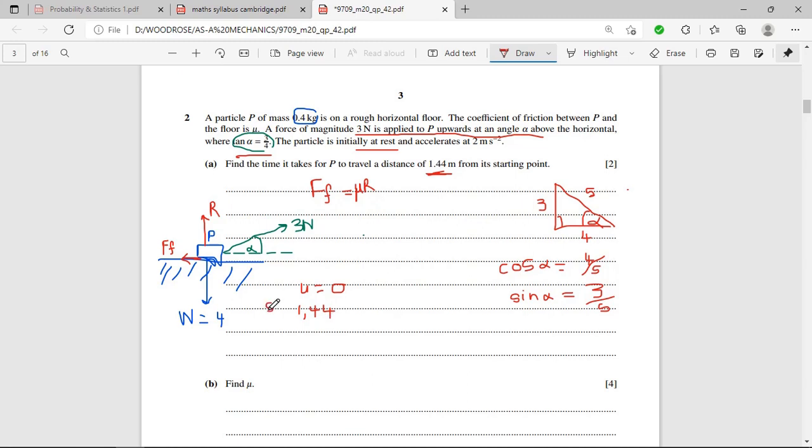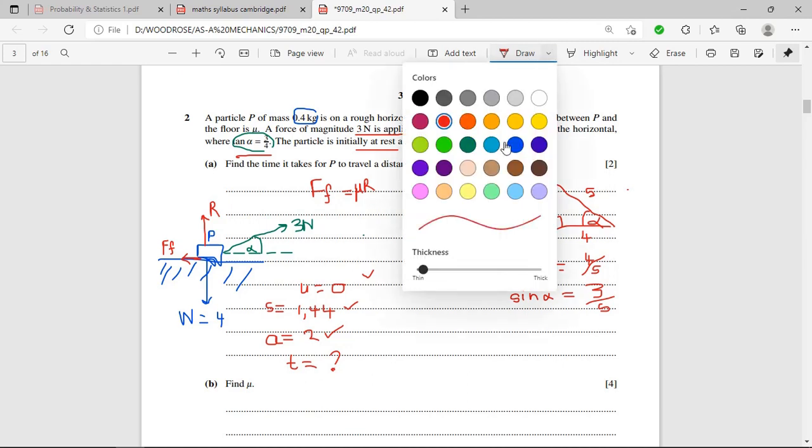So we have u and s, and we want to find t. And also we are given the acceleration, and a here is equal to 2. So we have u, we have s, we have a, and we want to find t, time. I think now you have a clear picture of which equation you are going to use.